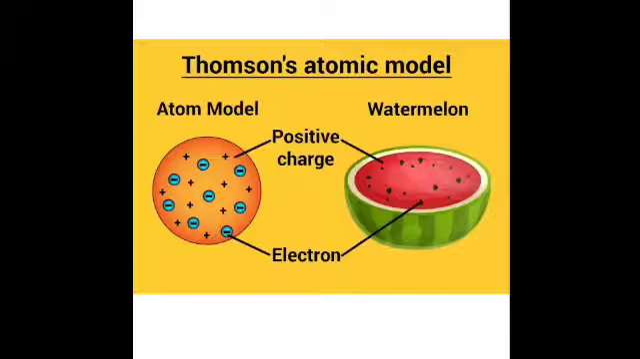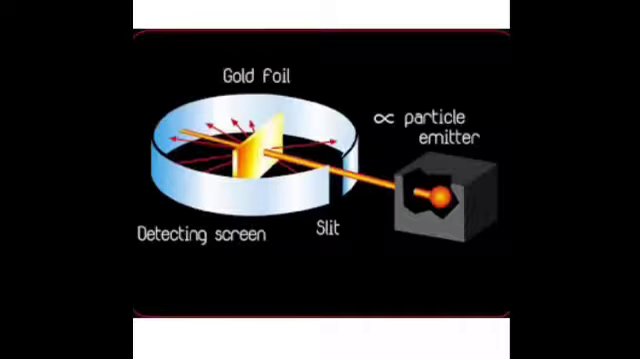Then after this model, Ernest Rutherford conducted an experiment with alpha particles, known as the alpha particle scattering experiment, which led to the discovery of the nucleus. He conducted this experiment to find the arrangement of electrons and protons in an atom. So this, you can see, is the alpha scattering experiment of Rutherford. And what did he do?